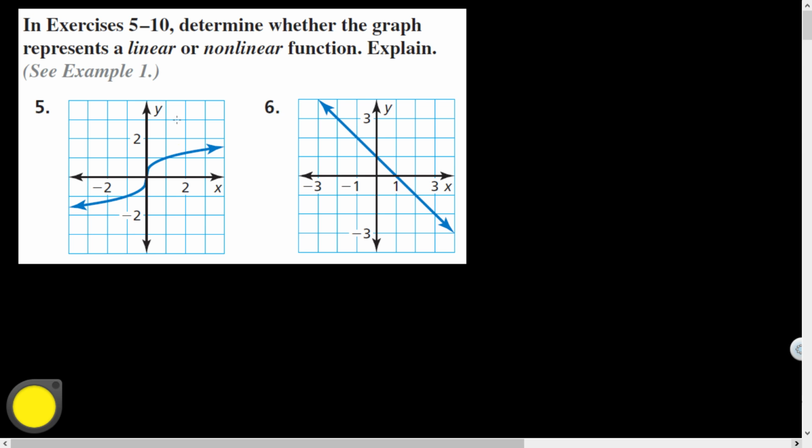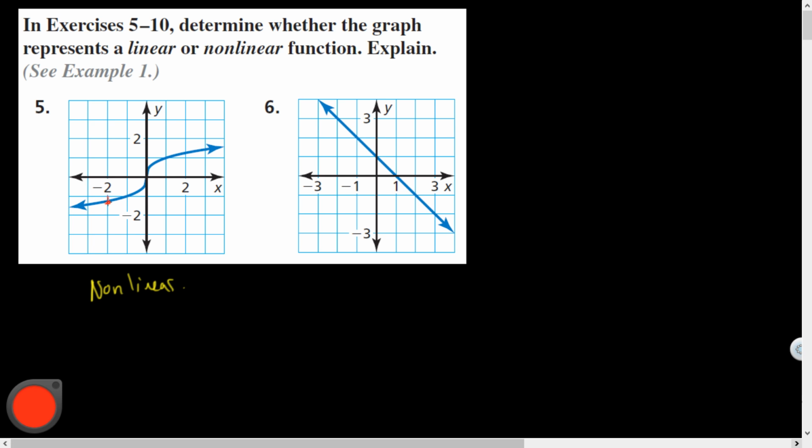Let's see, question 5. It says, determine whether the graph represents a linear or nonlinear function. Explain. Does this look like a line to you? I mean, maybe in art class for your line art, but this is not a line mathematically. So this is non-linear. And one of the ways we could detect that is that it doesn't have a constant rate of change.